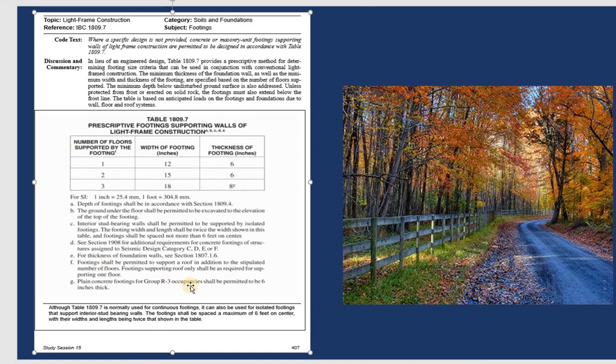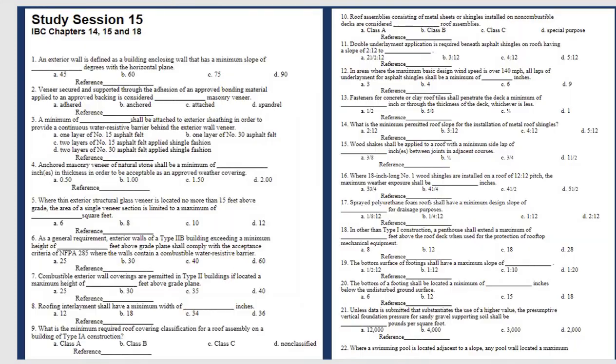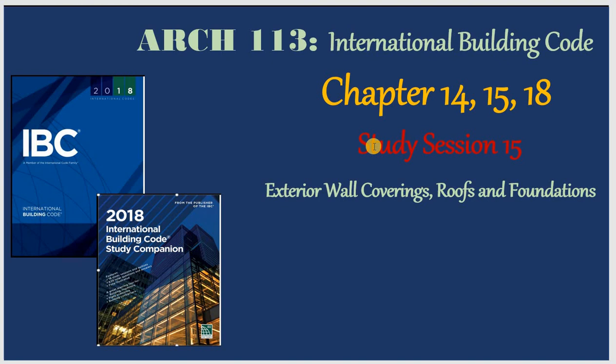This depends on the type of construction. This is just a standard. It depends on the type of construction and the category, and the footing size can be changed. Follow that. So that's it, basically, of chapters 14 and 15 about the exterior wall covering, roof, and foundation.